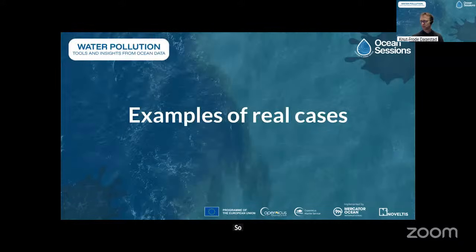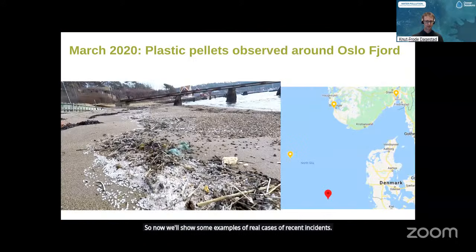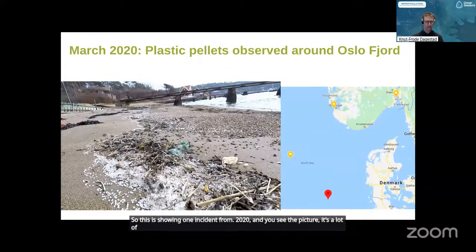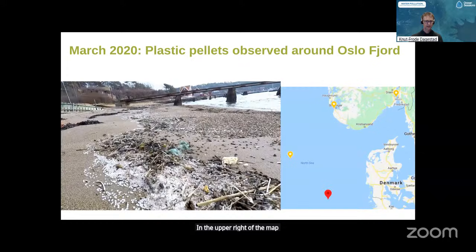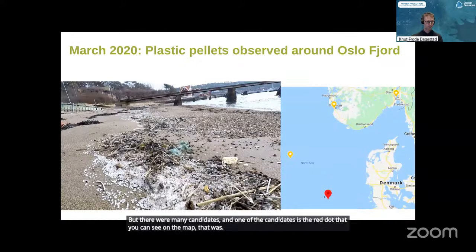So I will now show some examples of real cases of recent incidents. This is showing one incident from 2020. The picture shows a lot of plastic pellets that were observed on the beaches of Oslo, in the upper right of the map, in April that year. The whole fjord was covered by these plastic pellets. For some time, it was not known what the source of this pollution was. But there were many candidates, and one of them is the red dot that you can see on the map. But that was 1.5 months earlier.